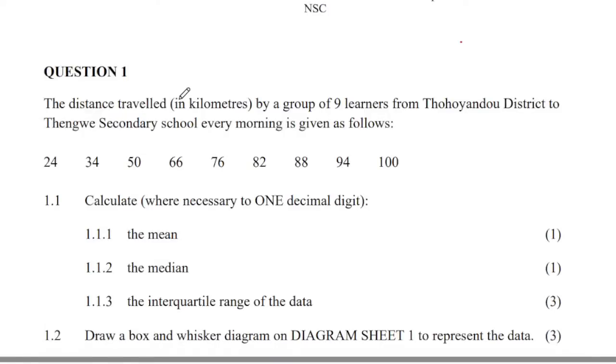Okay, look at question 1, which is talking about the distance traveled in kilometers by a group of how many learners? 9 learners. So this kind of question is univariate, because it's just talking about one type of data, which is just the kilometers. There's nothing to do with relationship. So the mean, which is the x bar, you use the calculator and get that. It's just a 1 mark question.